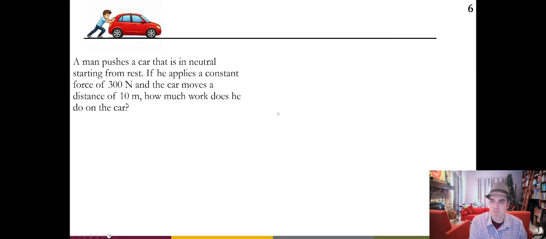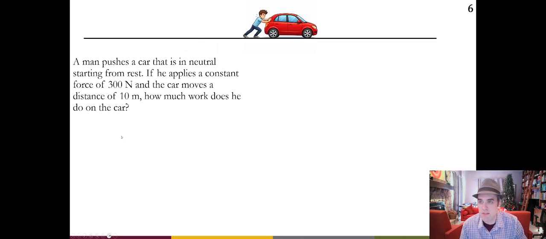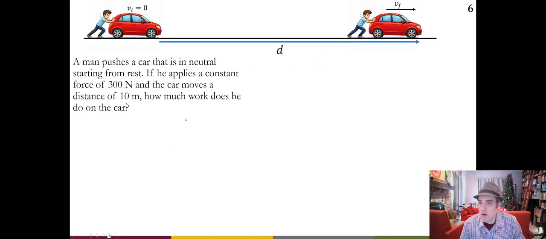Similarly, let's say he is now trying to get the car started from rest. We want to figure out how much work he's doing here. So the car starts at rest, he applies this force, it moves some distance d. How much work is done on the car? Well, what do you think? Is this going to be a positive amount of work or a negative amount of work?